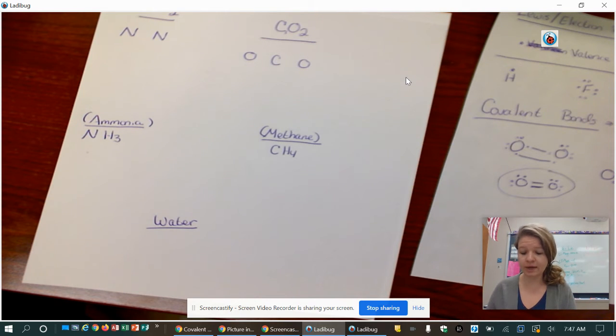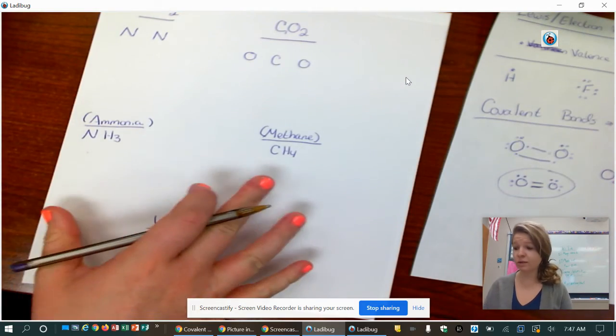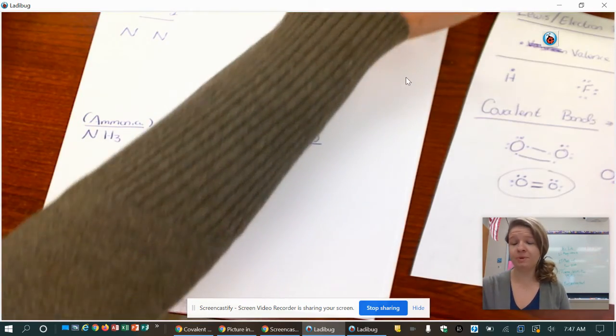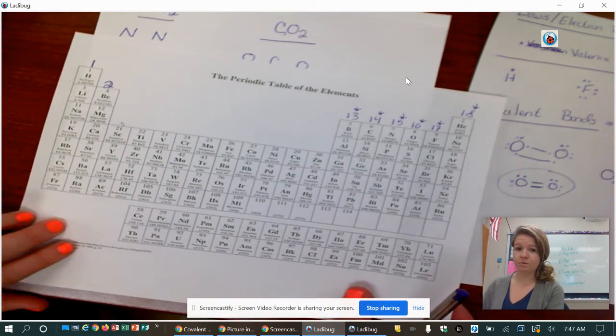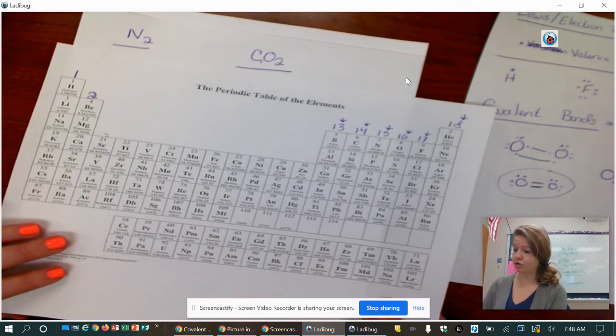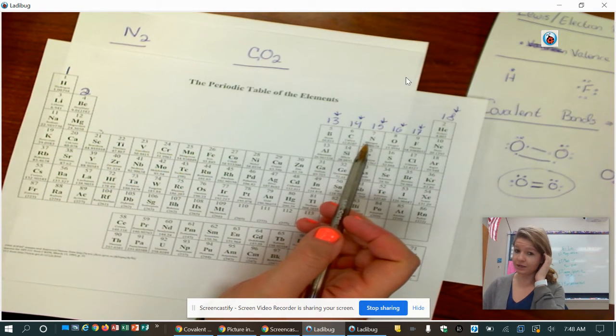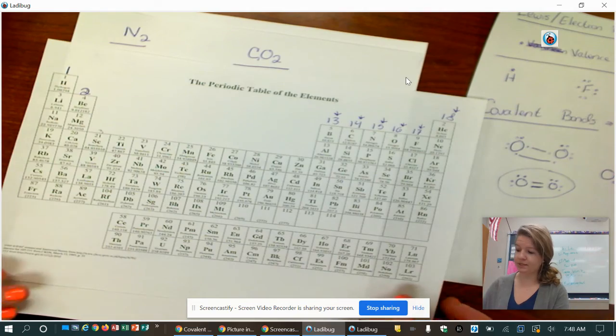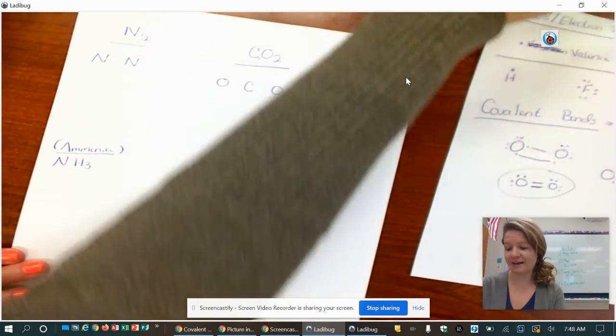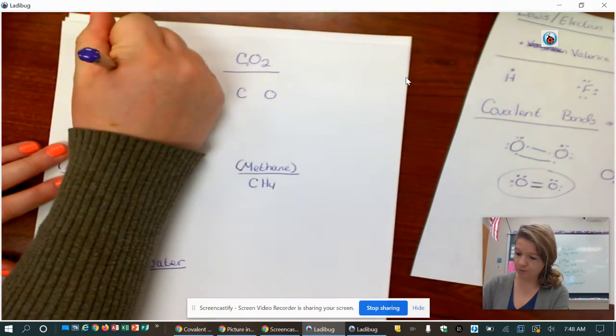All right, so by now your electron dot diagrams should all be completed. Let's go through these together. So we want to start at the top. We want to start with N2. We know that nitrogen is in the fifth group on our periodic table, so we know that each of them has 5 valence electrons.